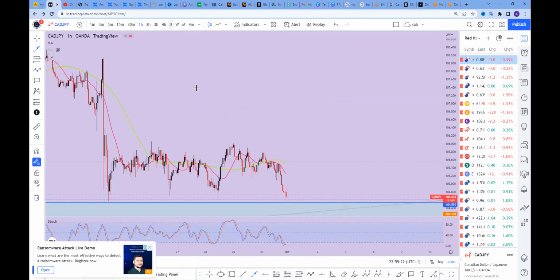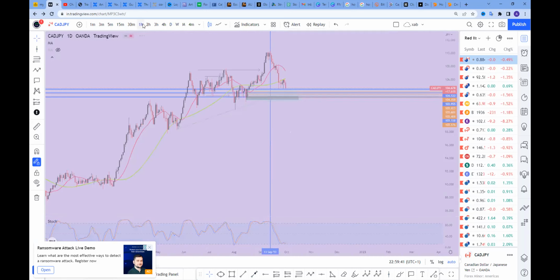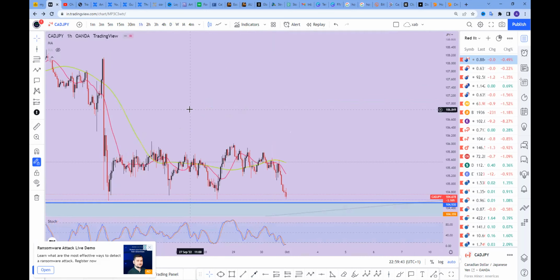Let me go to the daily time frame and mark out where the stochastics started its bearish movement. This was where it crossed, all right? So let's say from here, or maybe even here. So let's go to the 1 hour time frame. We're looking for sell entries.